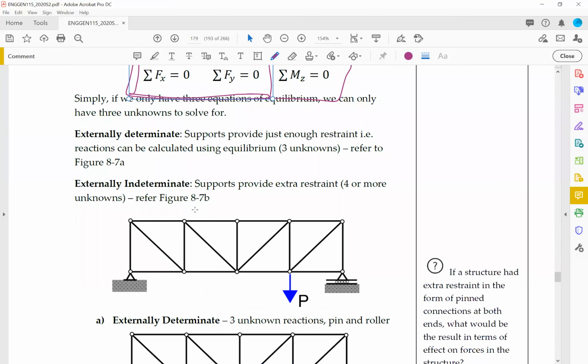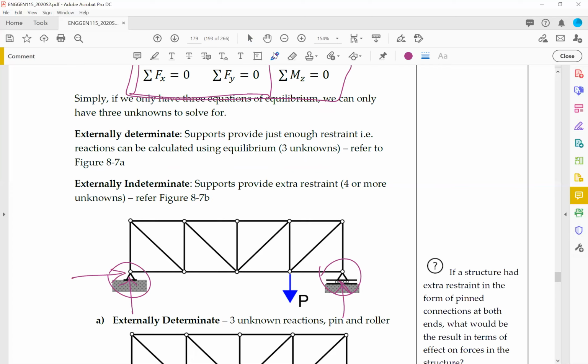Again, we have external determinacy and internal determinacy. External determinacy is where your reactions are only providing enough, when your supports are only providing enough reactions such that you can determine the magnitude of those reactions.